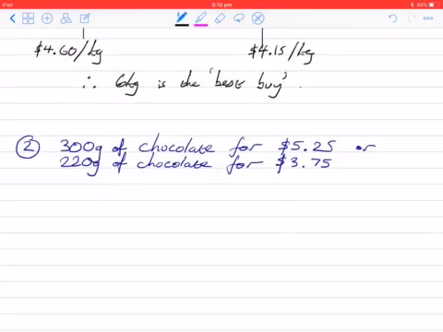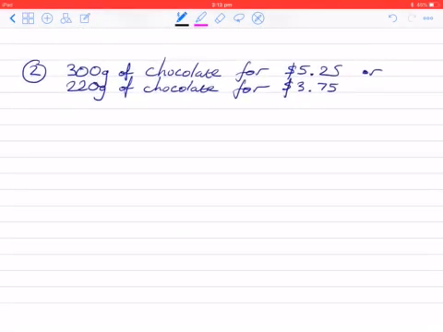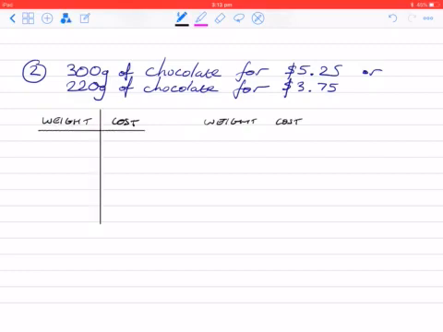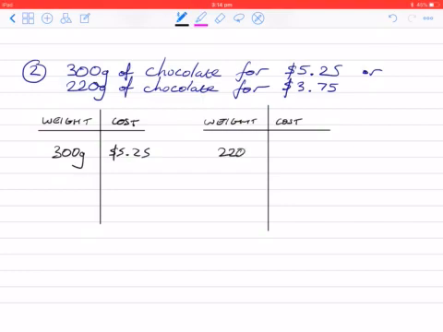Right, we'll have a go at one last one. Okay, same idea. So we've got weight here of chocolate and the cost of it. Again, I'm going to do 2 tables. Okay, so 300 grams is $5.25 and 220 grams is $3.75.